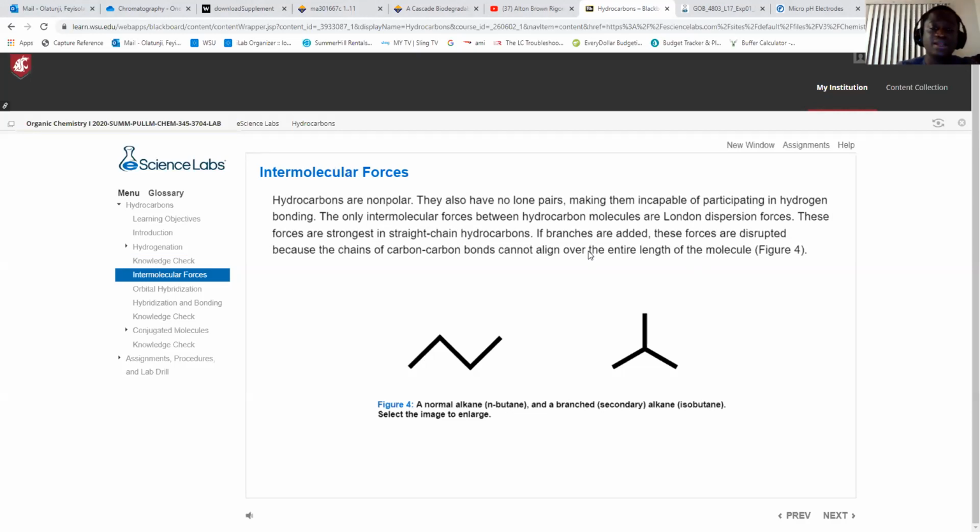And just like I explained in the previous shared screen, the interaction in a straight chain hydrocarbon is stronger than when you have a branched system. That's because in a straight chain system, you have tight packing between the molecules, and that allows for stronger interactions. However, in a branched system, you still have those interactions, but the molecules can't pack properly, so they can't interact properly, and they have weaker London dispersion forces.